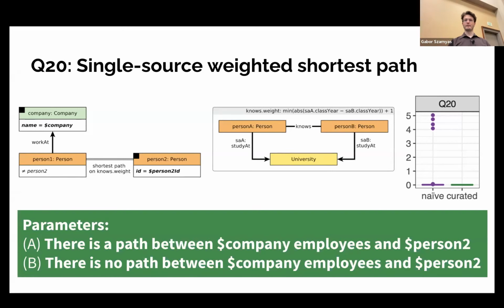To ensure that we have predictable runtimes, we have designed the parameter generator in a way where variant A ensures that there is a path between the company employees and the selected person 2. And in variant B, we guarantee that there is no path between the company and person 2.